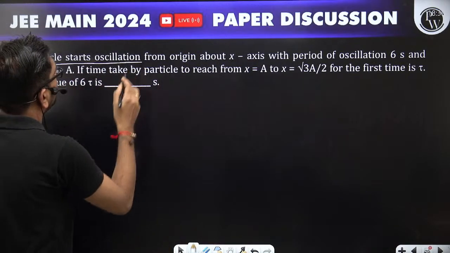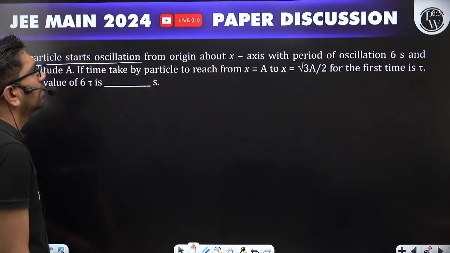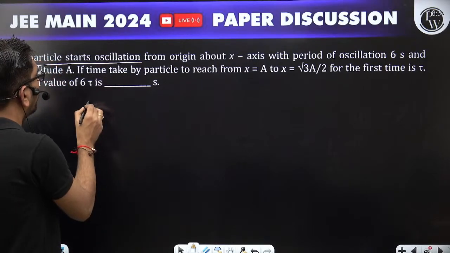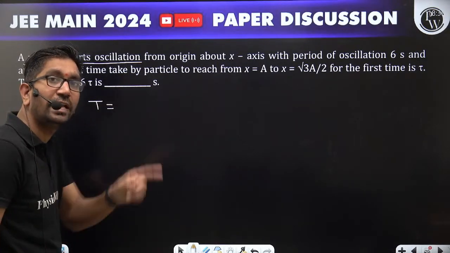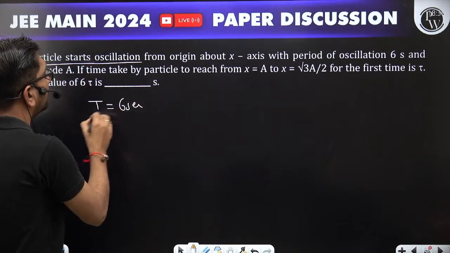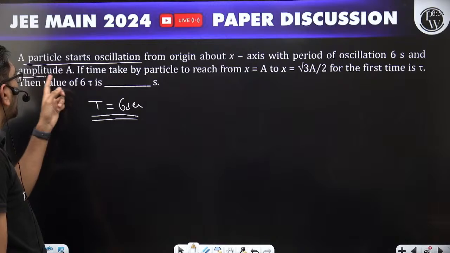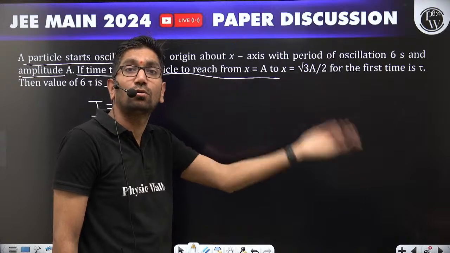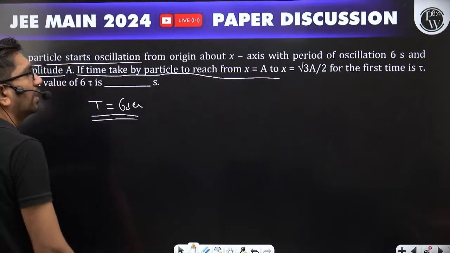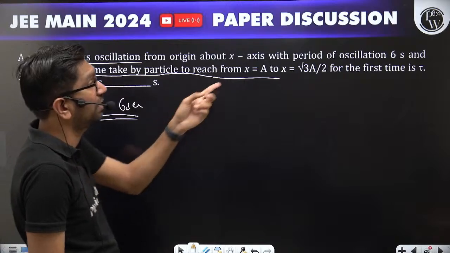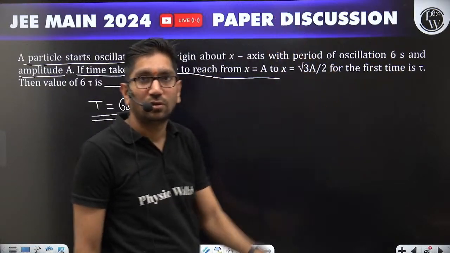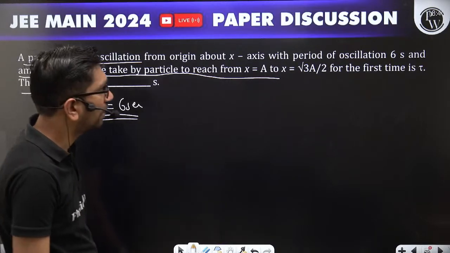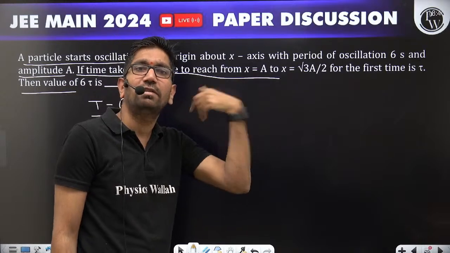A particle starts oscillation from origin about x-axis with period of oscillation. So the time period of a particle performing SHM he has given as 6 seconds, and amplitude A. If the time taken by the particle to reach from x equal to A to x equal to root 3A by 2 for the first time is tau, then find the value of 6 tau. We have to calculate the tau first. Next, multiply with 6, you will get the final answer.